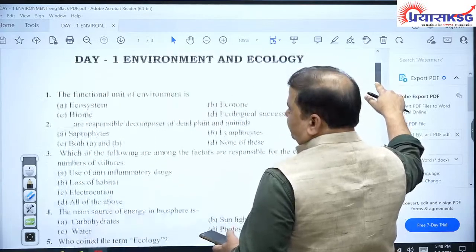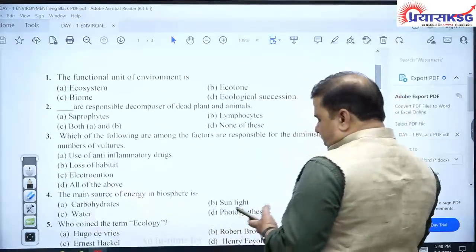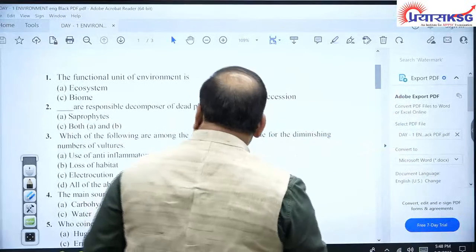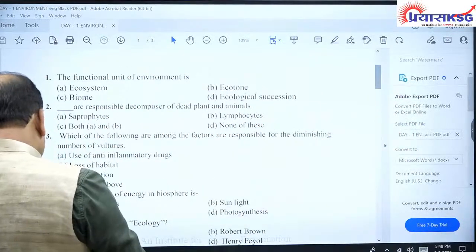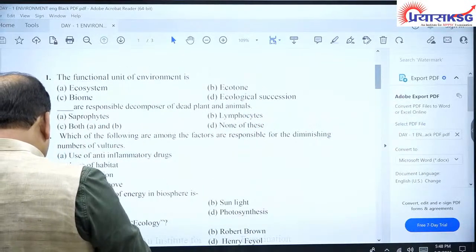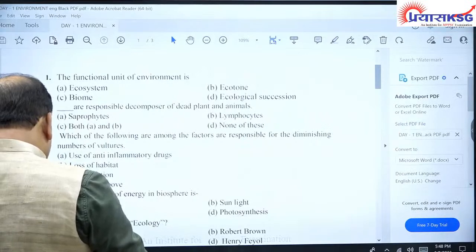See first question. The functional unit of environment is what? Tell me. Let me see your group also, if suppose you have any queries.